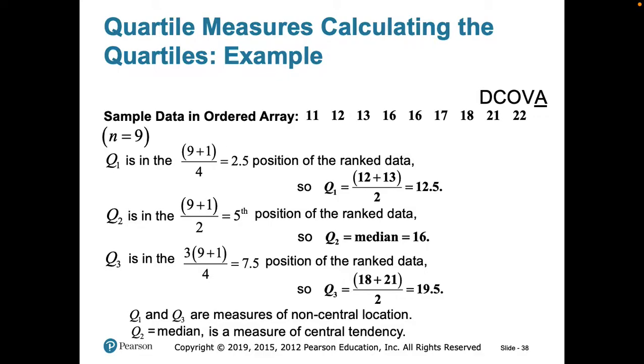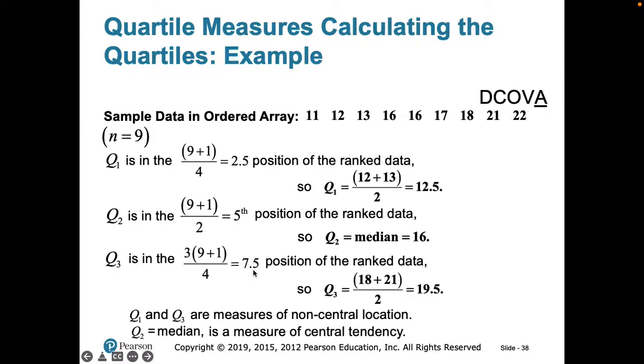So in this case, your first quartile, Q1, is going to be 12.5. 12 plus 13 gives you 25. You divide that by 2, that will give you 12.5. The second quartile is going to be 9 plus 1, 10, divided by 2. That'll give you 5, so it's going to be the fifth position. So you count 1, 2, 3, 4, 5. So your median is going to be 16. This is right in the middle, and this is your second quartile.